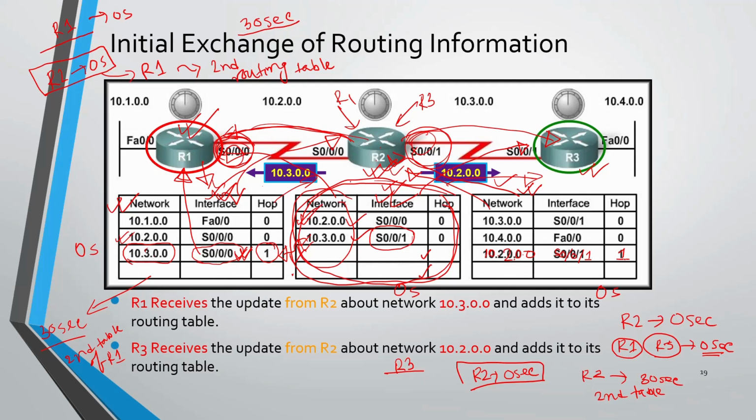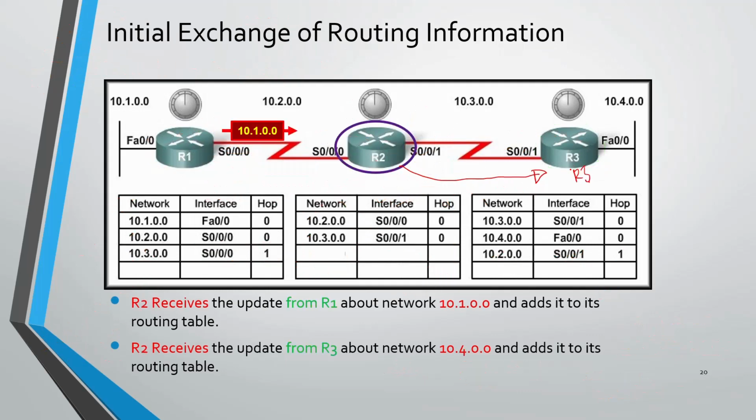So at the very first step, router R1 is going to receive the table from R2, and then it will make the second table for itself. Same case goes for R2. It will receive the initial table from R1 and R3 and make its new table, and R3 is going to receive the old table or zeroth table of R2, and it will make the new table for the next update.